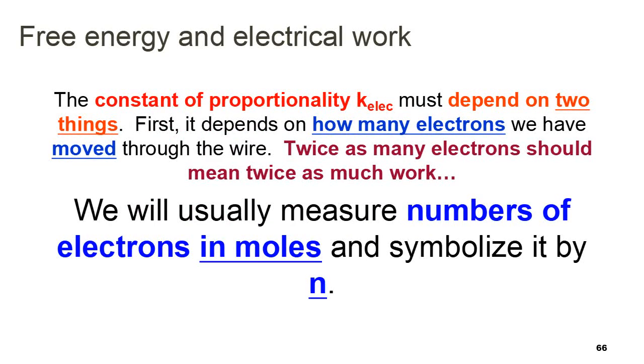Let us now shift to free energy in electrical work. The constant of proportionality must depend on two things. First, it depends on how many electrons we have moved through the wire. Twice as many electrons should mean twice as much work. We usually measure numbers of electrons in moles and symbolize it by the letter n.